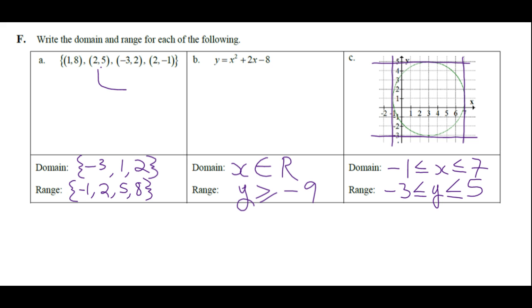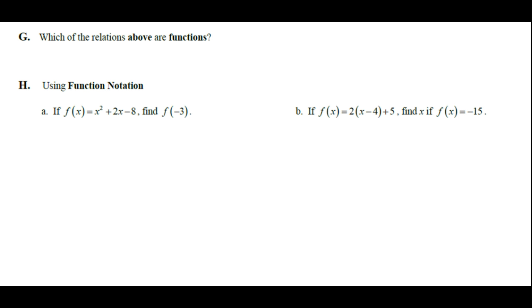So this, not a function, because 2 gives you a 5 and 2 gives you a -1, right? So every element of the domain, that 2 can only have one y value. In this case, it has 2, so that's not a function. This one is a function, and this one, is that a function? No, because if I put in a 3 for x, I can get 5 and I can get -3. Okay, so which of the above relations are functions? B is a function. So only the parabola.